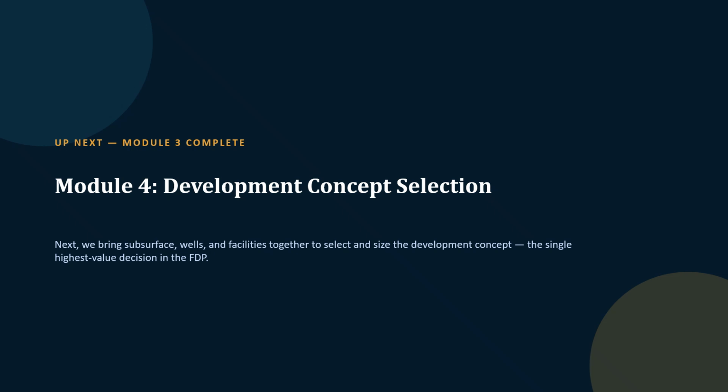In Modules 2 and 3, we developed the subsurface understanding and the wells plan. The next step is deciding how those wells and fluids will actually be developed and processed. Module 4 focuses on development concept selection, where subsurface requirements, wells planning, and facilities design are brought together to identify the optimal development solution. This is often the highest value decision made during the entire field development planning process.